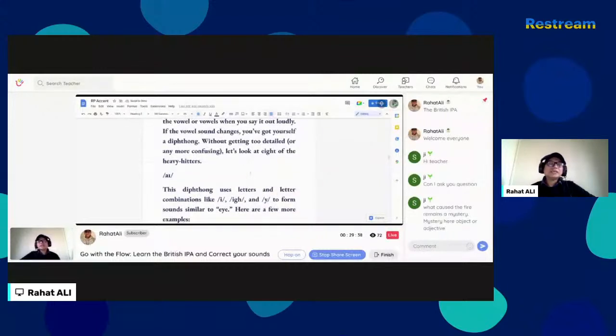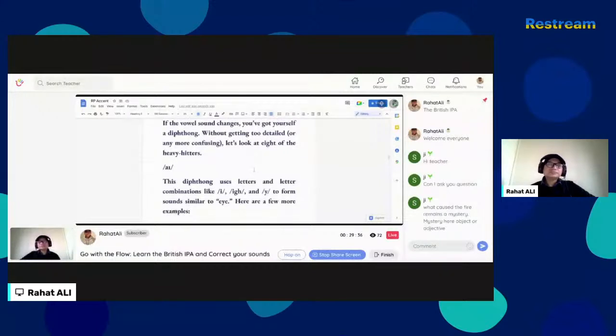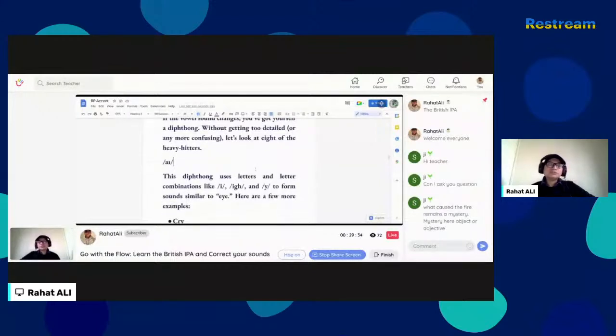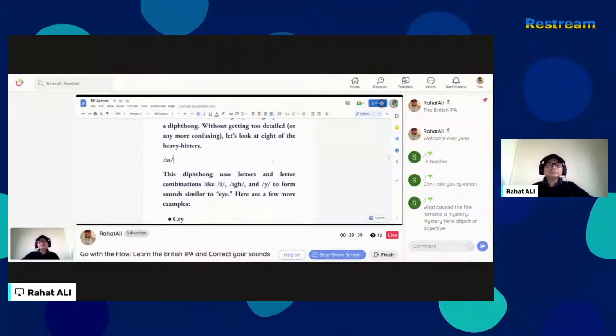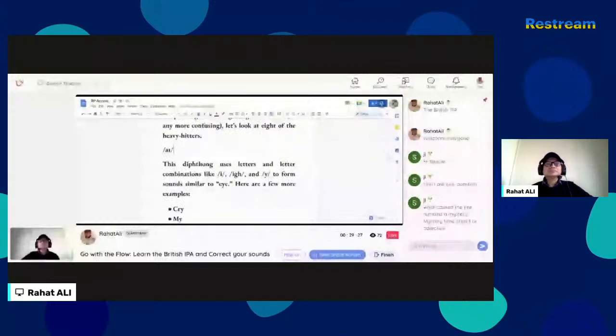First one is the AI sound. This diphthong uses letters and letter combinations like I, IGH, and Y to form sounds similar to I. Here are a few more examples. If you remain devious, Y is called a semivowel.